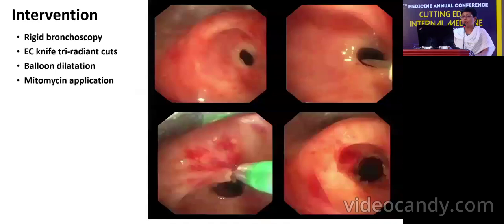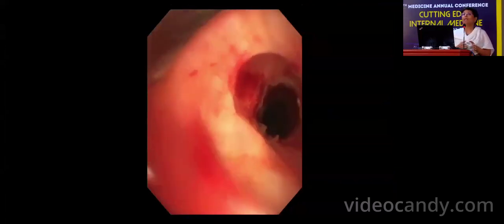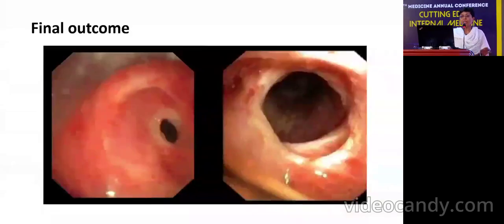So what we did was a rigid bronchoscopy. The first picture shows the lesion just 2.5 centimeters below the vocal cord. Then we used the electrocautery knife, made tri-radiant cuts, and then you can see the subsequent pictures. This was followed by balloon dilatation of the area, and post-procedure we were able to go into the trachea. Initially, we were not even able to pass our normal adult bronchoscope or even the pediatric scope. But after the procedure, this is what we could achieve. And this is the final outcome.